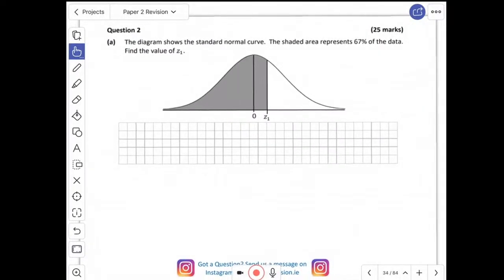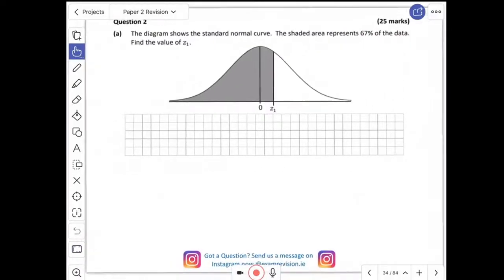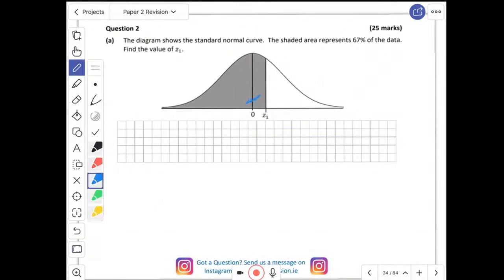So in this question, we're told the diagram shows the standard normal curve. The shaded area represents 67% of the data. Find the value of Z1. So I really liked this question when it came up because it kind of got students thinking about what your Z score represents and what your probabilities represent. So they're telling you that this entire section here is 67%.